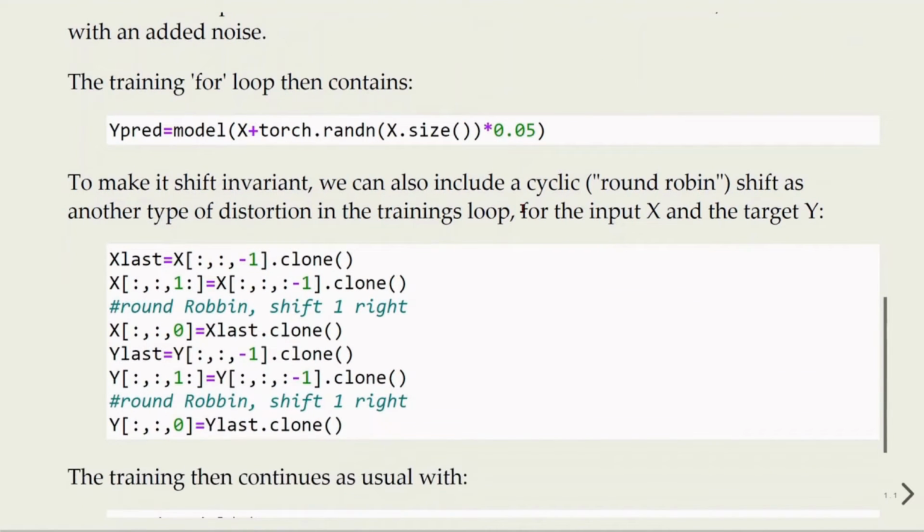Also, to make it shift invariant, we can include a cyclic round robin shift as another type of distortion in the training loop. For example, for the input X and the target Y, we can have this shift of one to the right, like this round robin. So we will train trying to make it shift invariant.